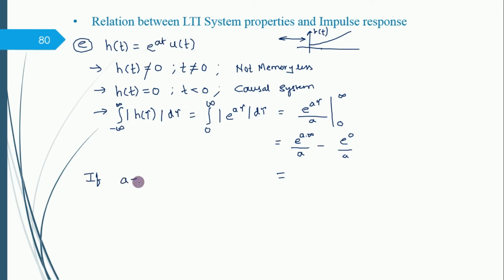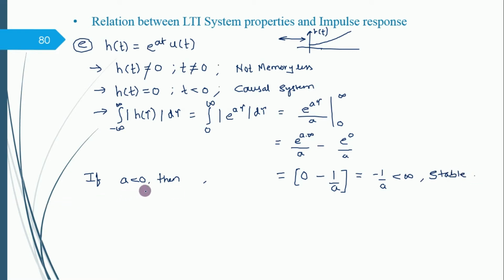If a is less than 0, then what happens? A less than 0 means this is negative. If a is negative, e raised to minus infinity will become 0. Then this becomes 0 minus 1 divided by a, because e raised to 0 is 1. So you will have the value minus 1 by a, which is less than infinity, hence stable.